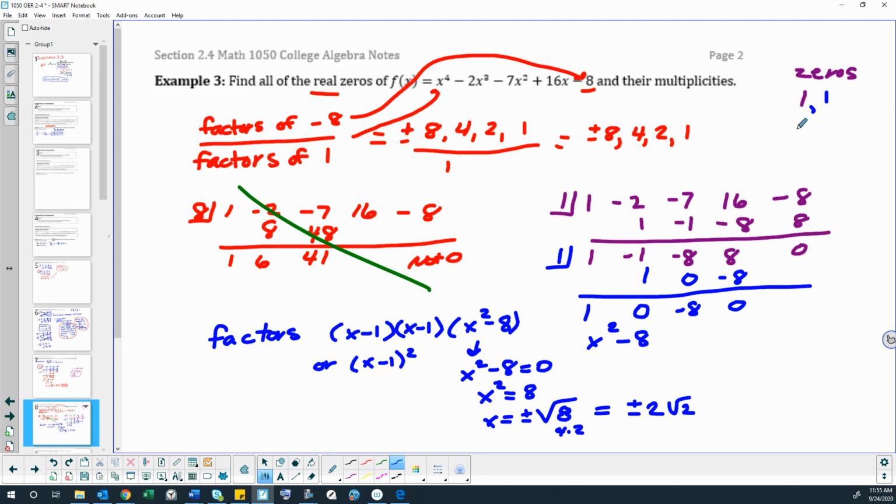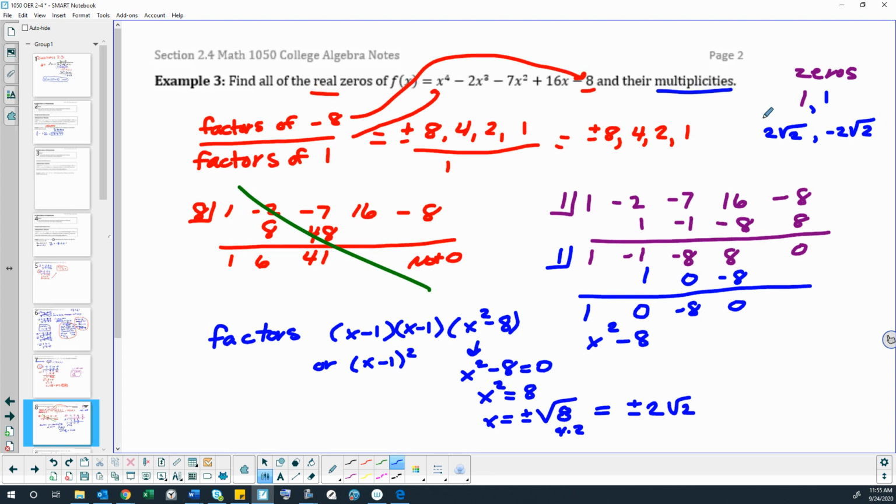So we have zeros 1, 1 twice, sorry, 1 and 1, and then positive 2 square root of 2, and then negative 2 square root of 2. Those are all of our real zeros. Now, the way the instructions are worded, they want us to find the zeros and their multiplicities. So in other words, we would just say we have a zero of 1 with a multiplicity of 2, and then our other real zeros are 2 square root of 2 and negative 2 square root of 2.